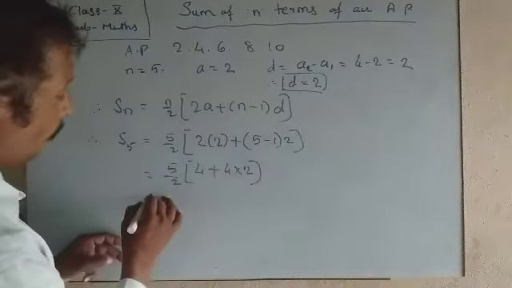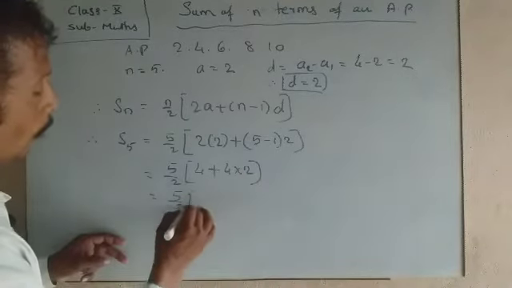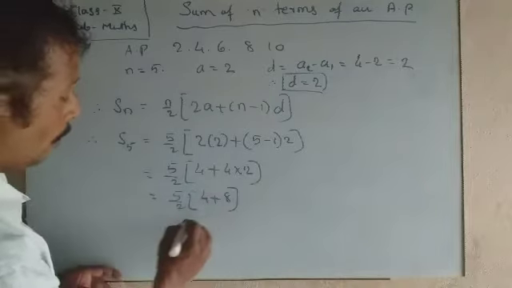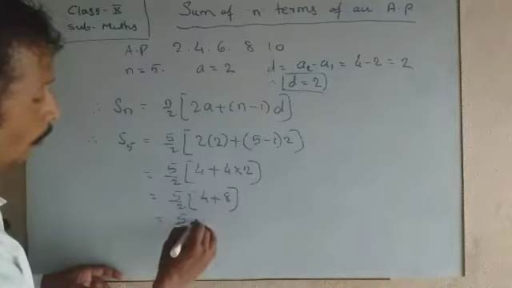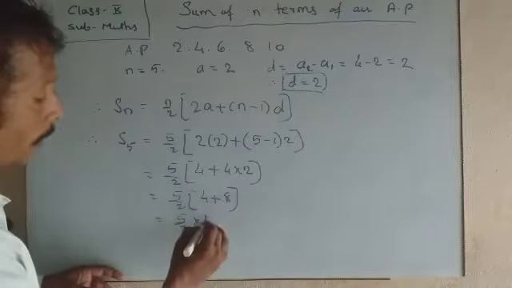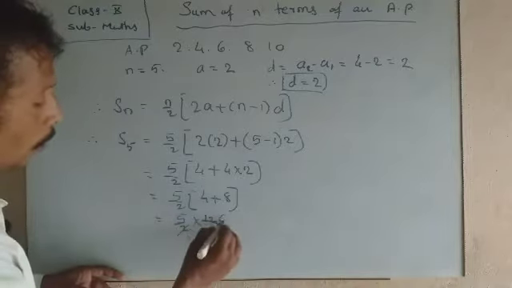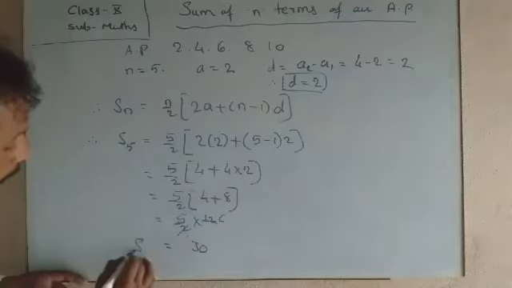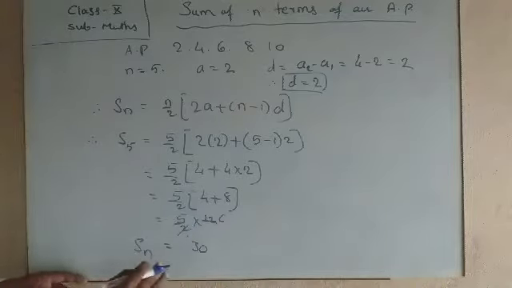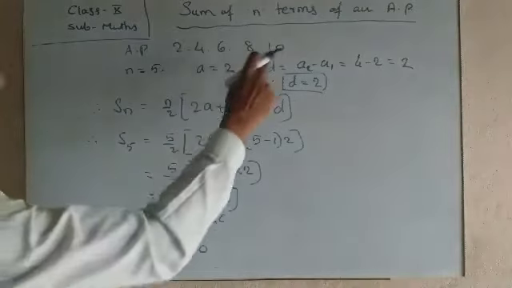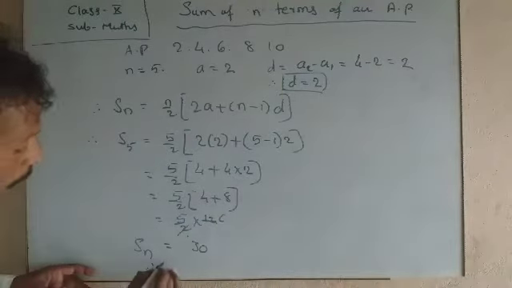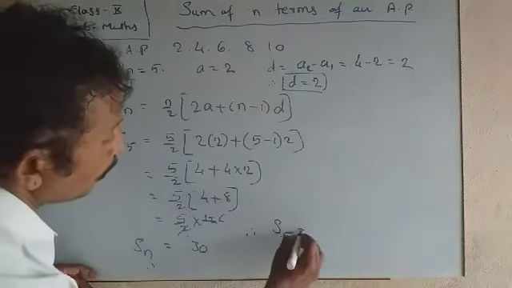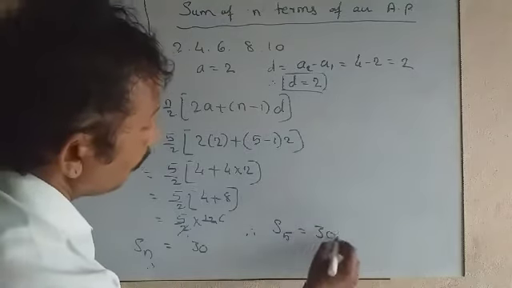It is 2. That is equal to 5 by 2 into bracket 4 plus 4 twos are 8. That is equal to 5 by 2 into 4 plus 8 is 12. 2 ones are 2, 2 sixes are 12, so 5 into 6 is 30. This is the sum of n terms of the given AP. Sn is equal to 30. Therefore, n is 5, and S5 is equal to 30.